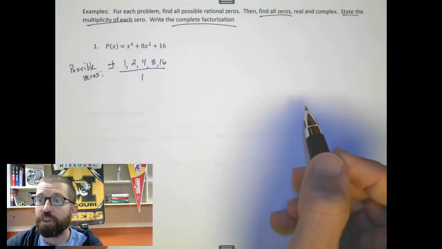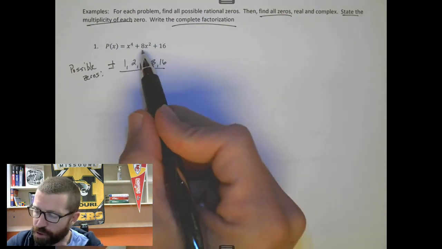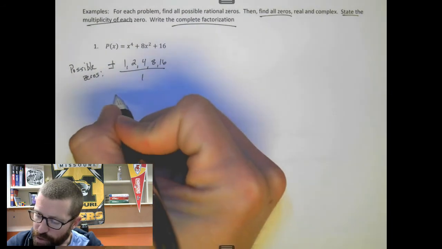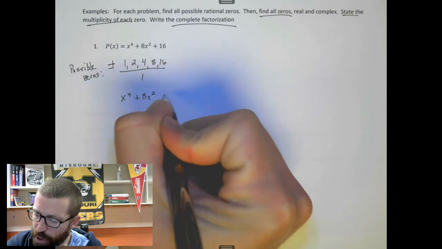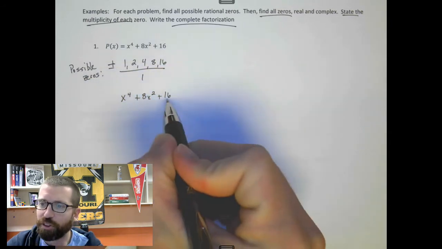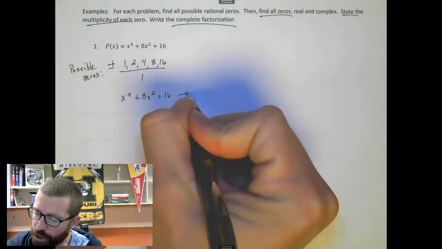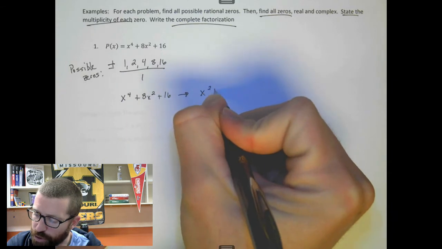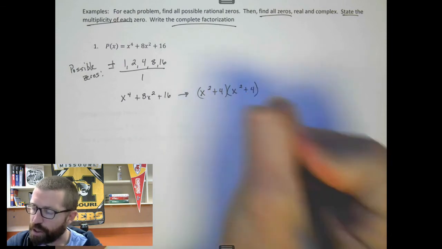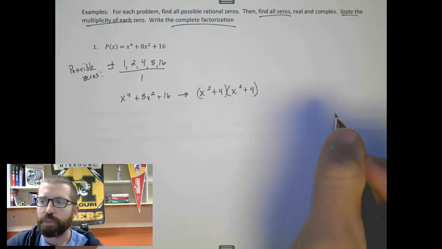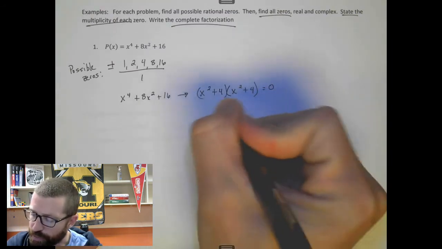Okay, and then the next thing you want to do is see if you can factor this. So this we can factor. This is a perfect square trinomial. I could factor this as x to the 4th plus 8x squared plus 16, well, I guess I'm just rewriting it. But two numbers that multiply to 16 and add to 8 are 4 and 4. So this is x squared plus 4 times x squared plus 4. So this is my perfect square trinomial.